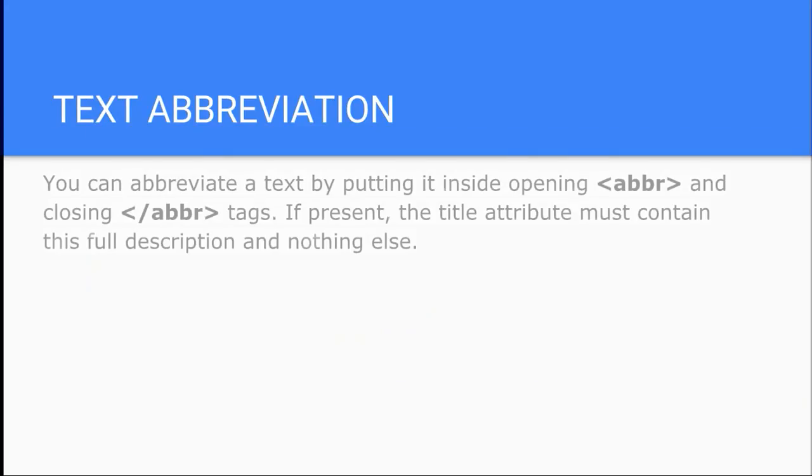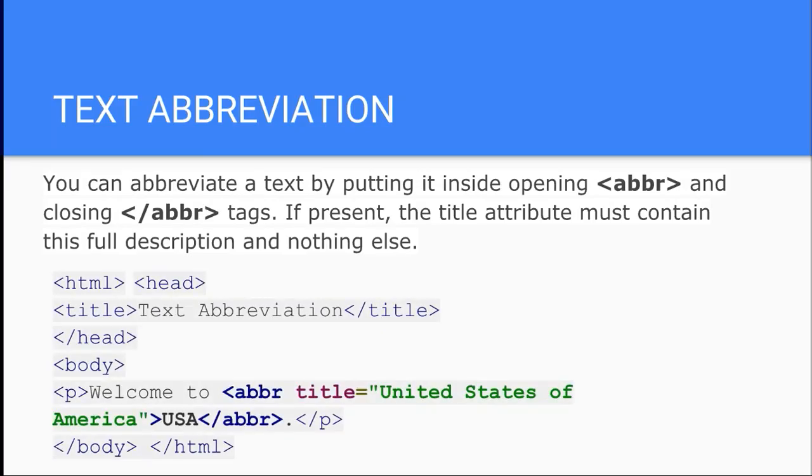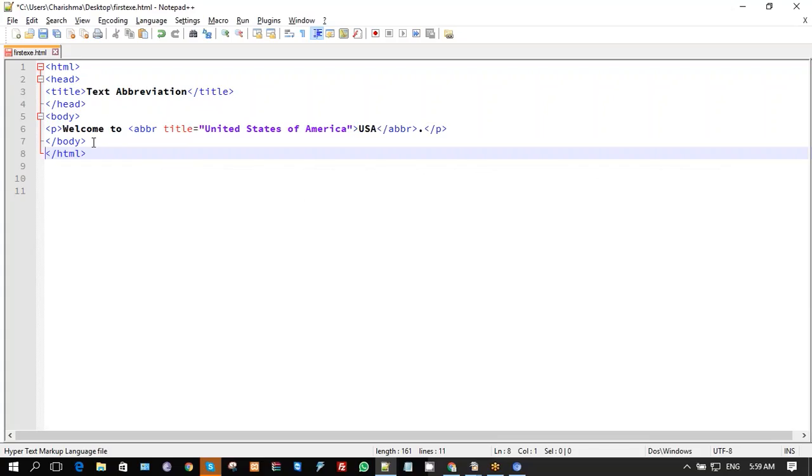And the next tag is text abbreviation. You can abbreviate a text by putting it inside opening ABBR and closing /ABBR tags. If present, the title attribute must contain the full description and nothing else. Let us see how it works. I hope you're aware of the meaning of abbreviation. That means putting something in a short form with the initial letters.